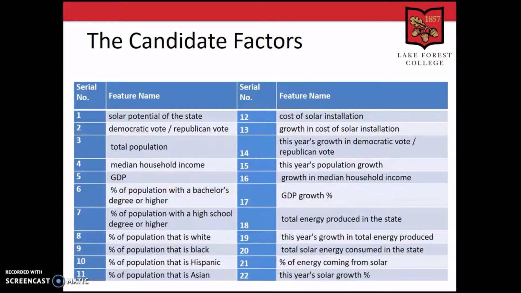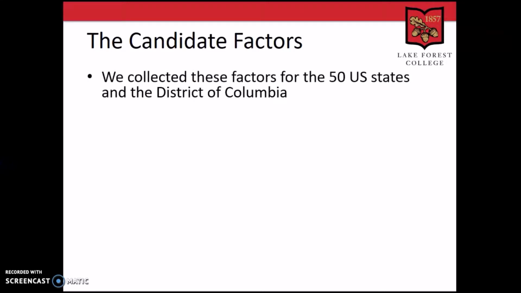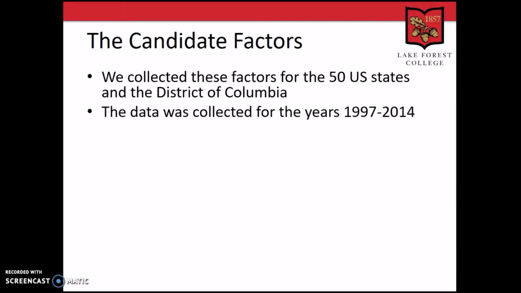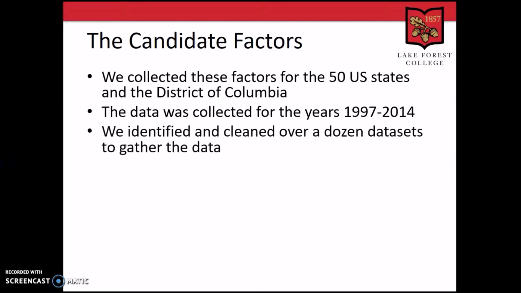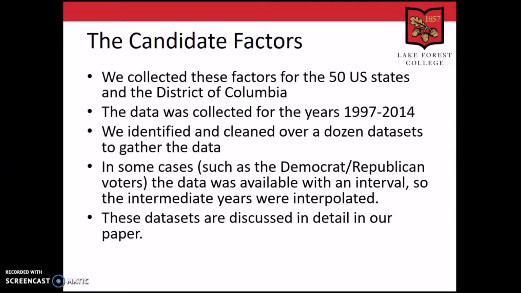Hispanic or Asian. So we identified about a dozen data sets which contained information about the 50 US states and DC, and the range of data that we could reliably find was for the years 1997 to the year 2014, and of these dozen data sets, we cleaned and gathered the data into our tables, and in some cases, like in the election data, the data was available with an interval of 4 years, so the intermediate years were interpolated from the existing data.